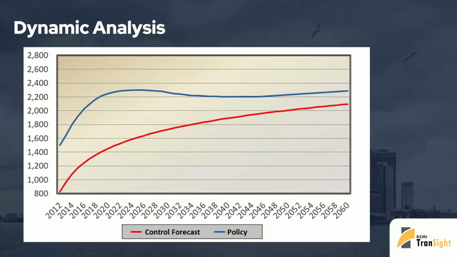As I mentioned in the previous slide, REMI takes a dynamic approach to economic modeling, which is meant to go beyond static models by taking into account changes in economic conditions that happen over time. This allows us to compare policy scenarios to baselines, and also compare and contrast different what-if scenarios to each other.